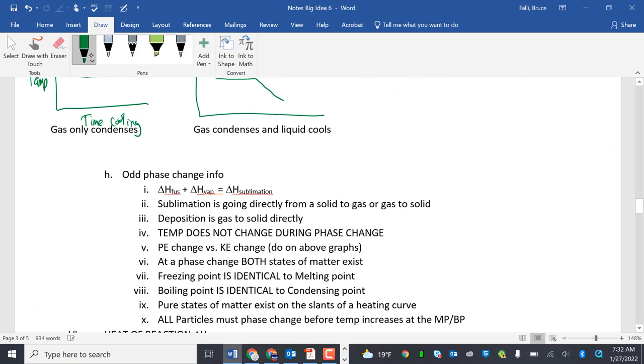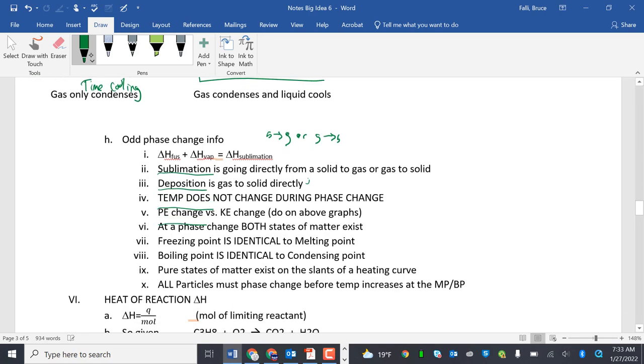All right. Odd phase change info. Look for all the weird things. Heat of fusion plus heat of vaporization is heat of sublimation, which is going directly from a solid to a gas. Or directly from a gas to a solid. Deposition is gas to solid directly. So notice how it's got two names. You can call it sublimation, and deposition is only gas to solid. Make sure you know the temperature does not change during a phase change.